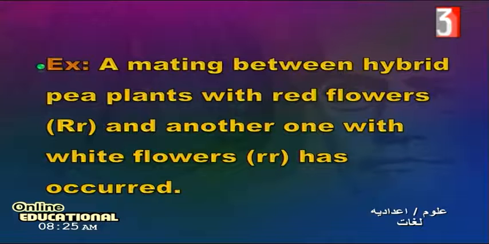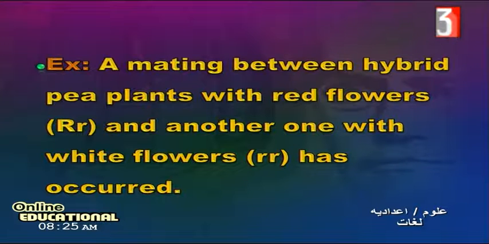Another question in our lesson: a mating between a hybrid bee plant with red flower, R capital R small, and another one with white flower, R small R small, has occurred. Again, if we say a hybrid bee plant with red flower, we will write R capital and R small, because it is a hybrid trait.